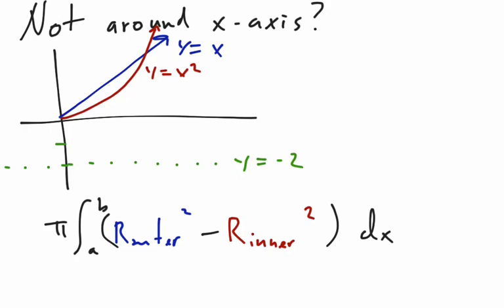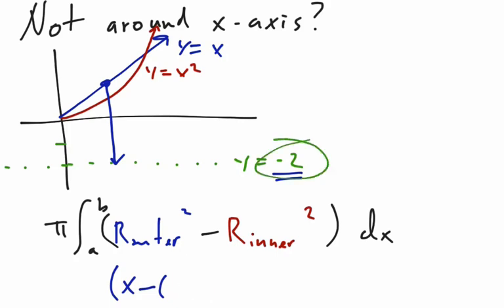The radius for the outer radius is going to be the y value here down to y equals -2. And so the way we calculate that is to simply do x minus the y value of the axis of revolution, which is -2. So we'll have x minus -2.